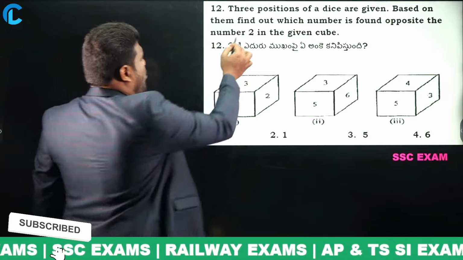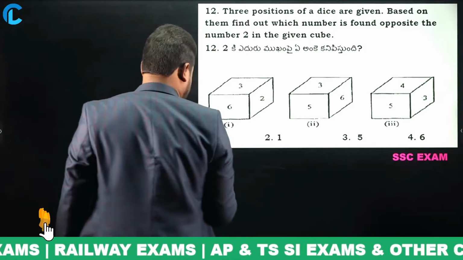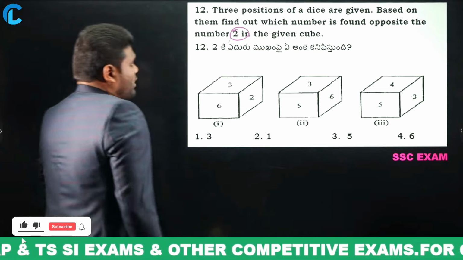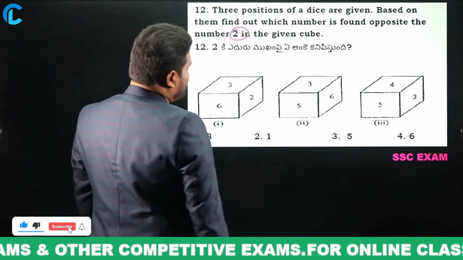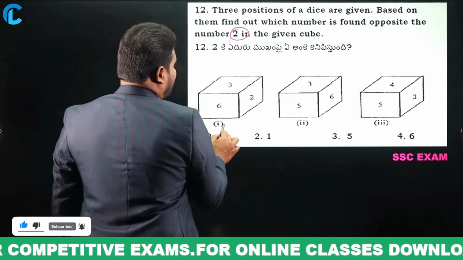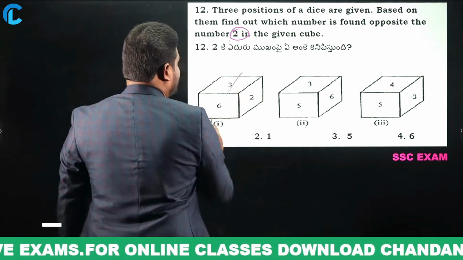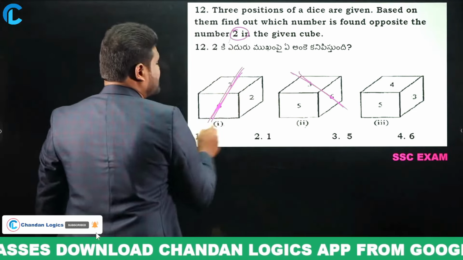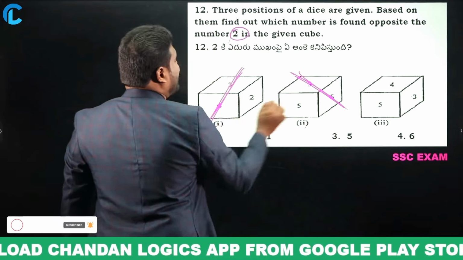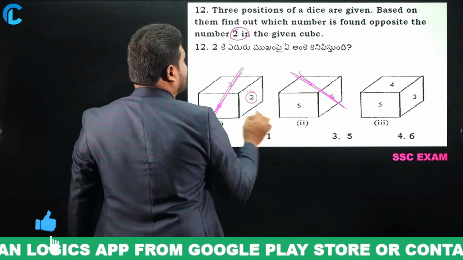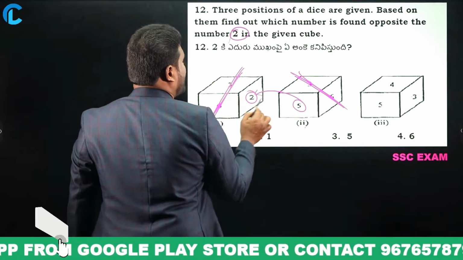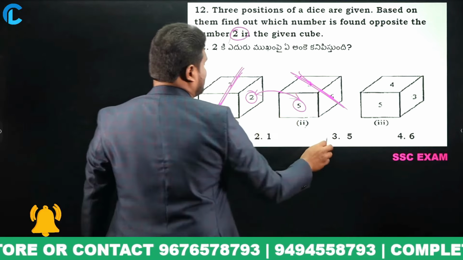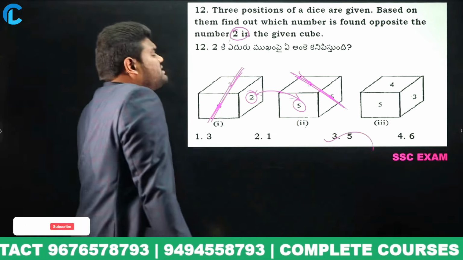Here they're asking what is opposite to 2. Look here. If you observe carefully, when I compare the first one and second one, 3, 6, 3, 6 are common. Yes or no? When 2 elements are common, left out surfaces are opposite. Here 2 is left out, here 5 is left out, which means 2 opposite is 5. That's it.